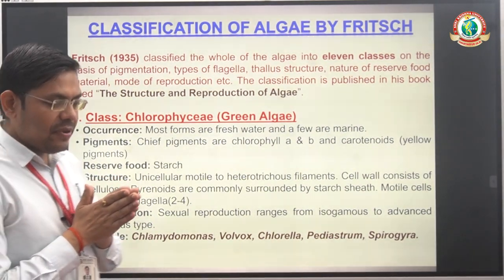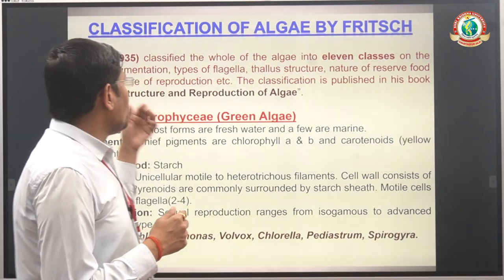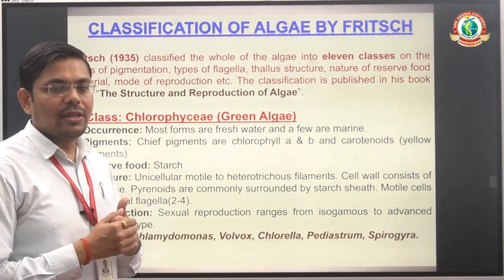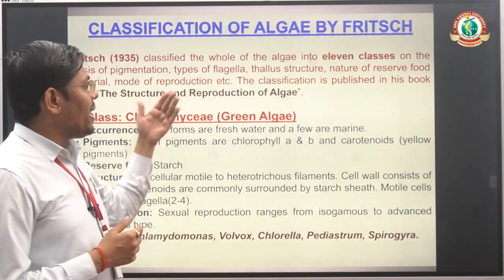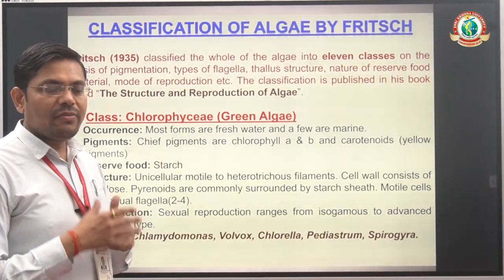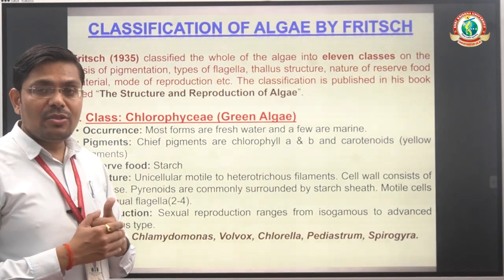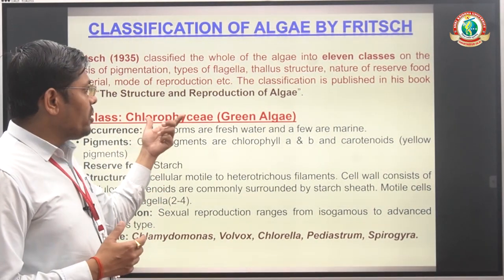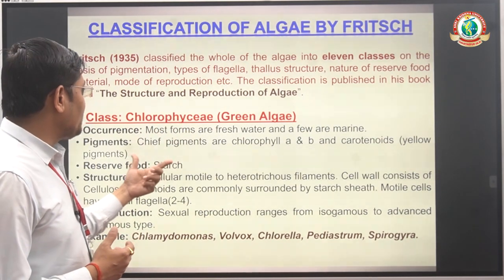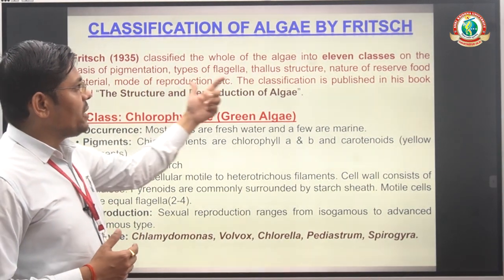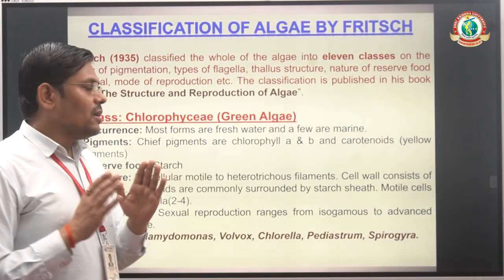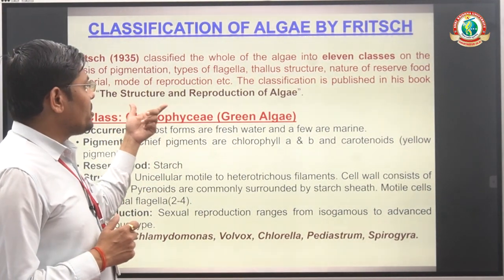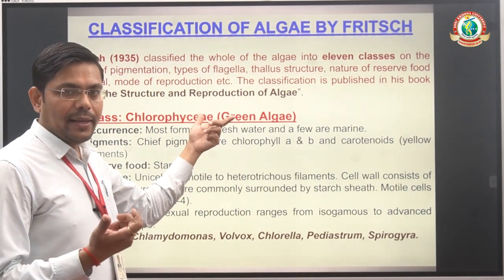Classification was done by Fritsch in 1935 on the basis of pigmentation on the thallus, types of flagella, thallus structure, presence of reserve food material, and mode of reproduction. So they have been classified on the basis of these particular characters, and this classification is published in his book called The Structure and Reproduction of Algae.